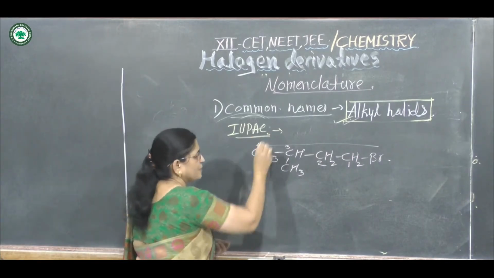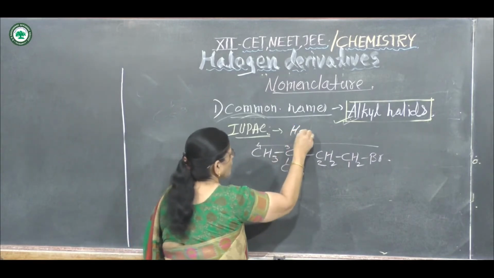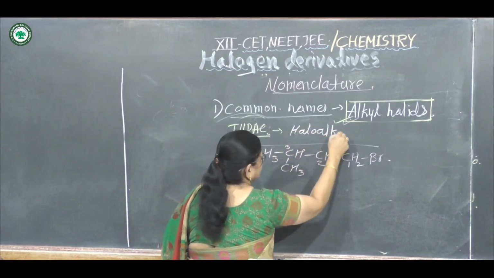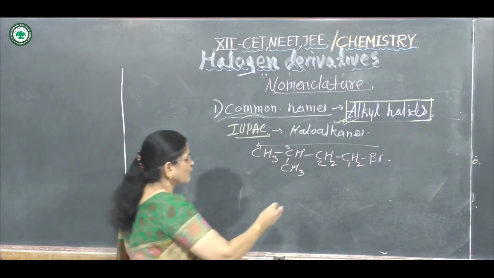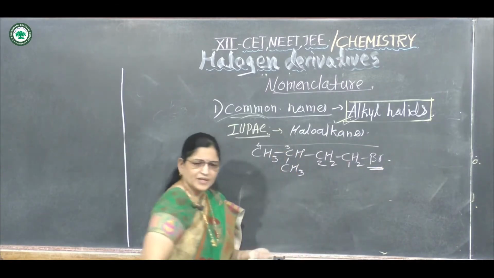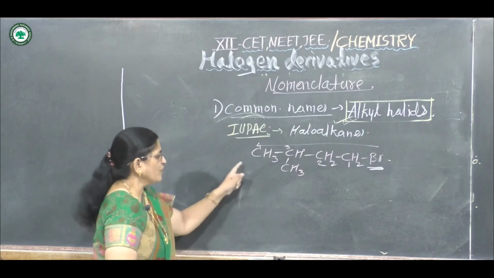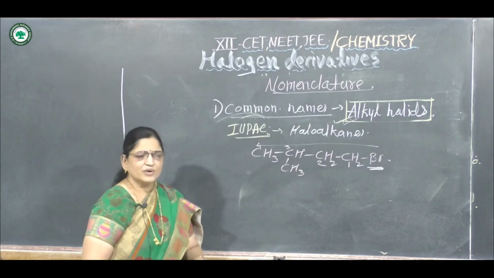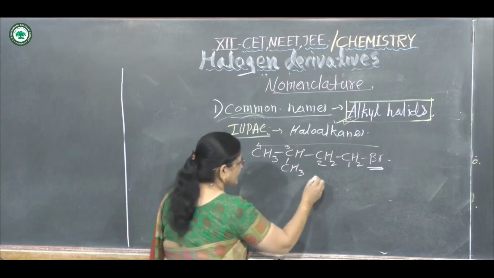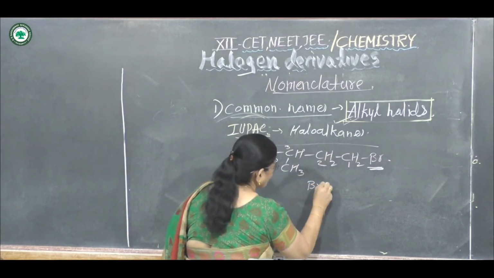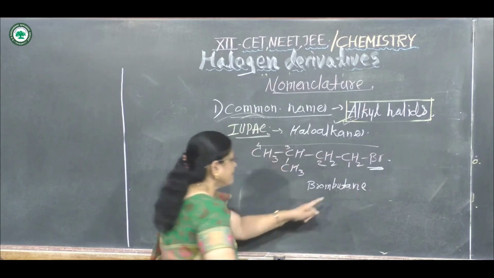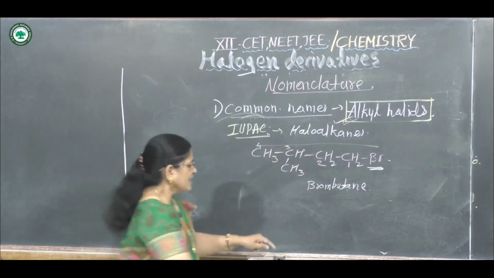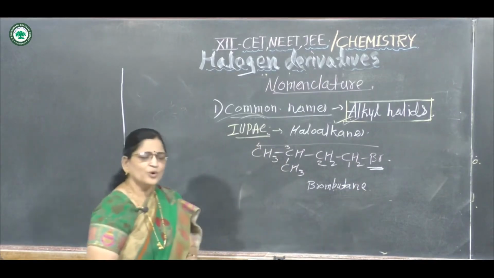Then write here the IUPAC name as haloalkanes. Which is the halo group here? Bromine. Then write here bromo, and in the straight chain there are 4 carbon atoms, hence write bromobutane. 4 carbon atoms means it is a derivative of which alkane? That is butane, bromobutane.